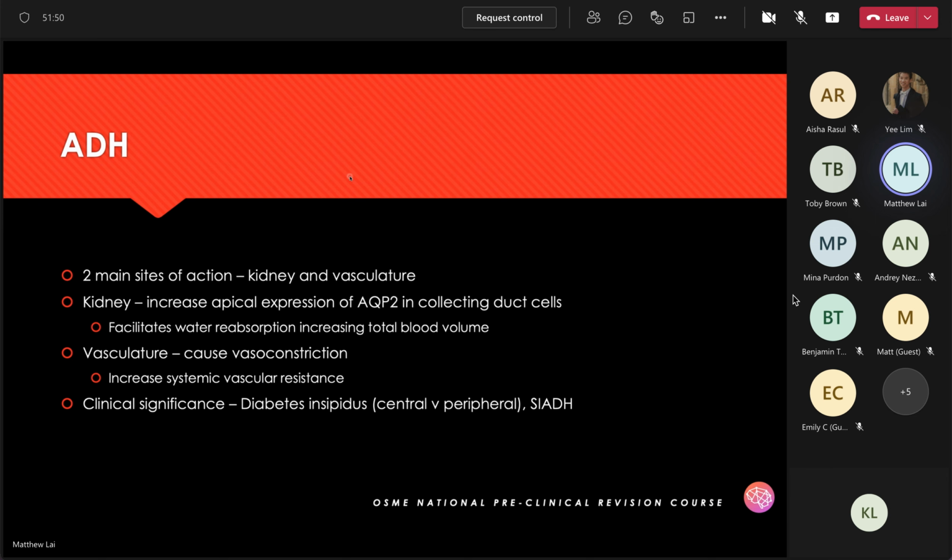Onto ADH, which has two main sites of action: the kidney and the vasculature. In the kidney, it increases apical expression of aquaporin 2 in collecting duct cells, and this allows your kidneys to reabsorb water. And in the vasculature, it causes vasoconstriction. I'll leave the small note here of clinical significance: diabetes insipidus and SIADH. There are a lot of resources online covering these two conditions.